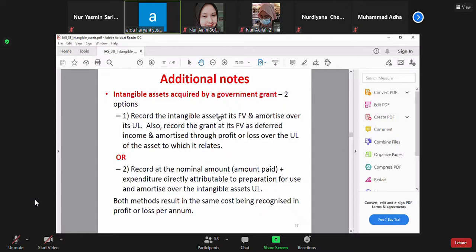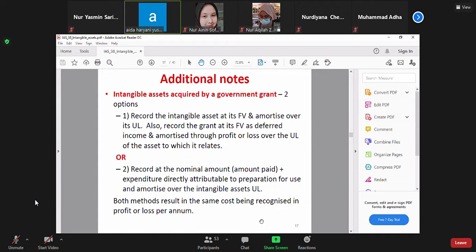And if I'm not mistaken, Cormac also explained on this government grant. Or you record at the nominal amount paid plus expenditure directly attributable to preparation for use and then amortize over the intangible asset useful life. So meaning you have the asset, minus lah daripada asset tu. Amortization dia awal-awal lagi dah minus. So both methods result in the same cost being recognized in profit or loss per annum. Cuma bezanya adalah ini bukannya asset, but then dia adalah hak yang diberi oleh government.